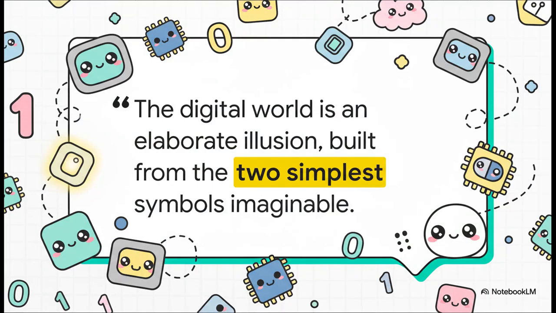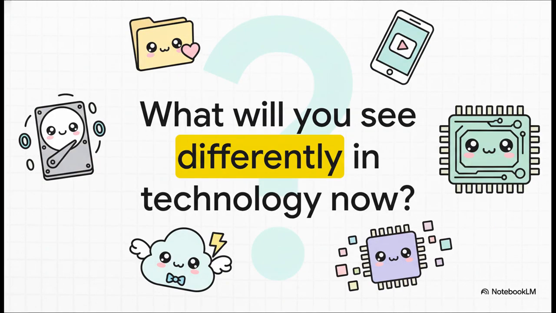When you really step back and think about it, what this all means is something pretty profound. The entire digital world, with all of its richness and complexity, is really just an elaborate illusion. And it's built entirely from the 2 simplest symbols you can possibly imagine, a 1 and a 0, an on and an off. So, here's a final thought to leave you with. The next time you see a file size listed in megabytes, or you're watching a high-definition video, you know what's really going on under the hood. You understand the computer's secret language now. So my question is, what will you see differently in the technology that's all around you?